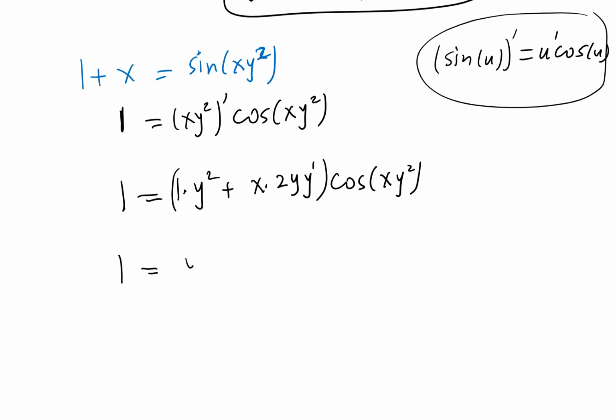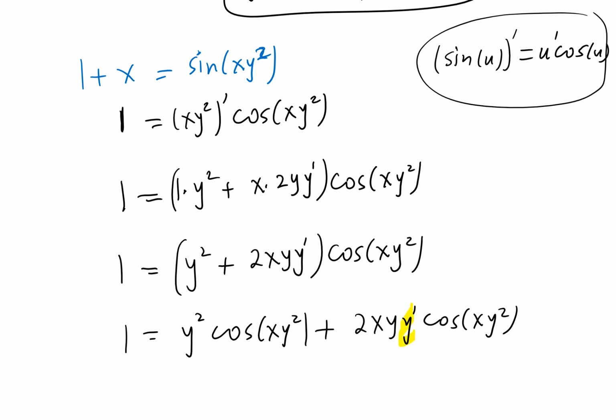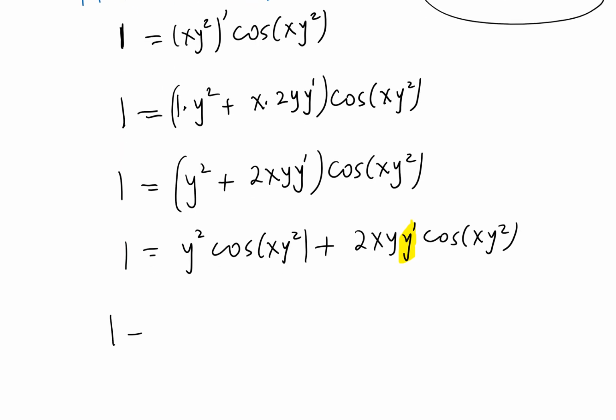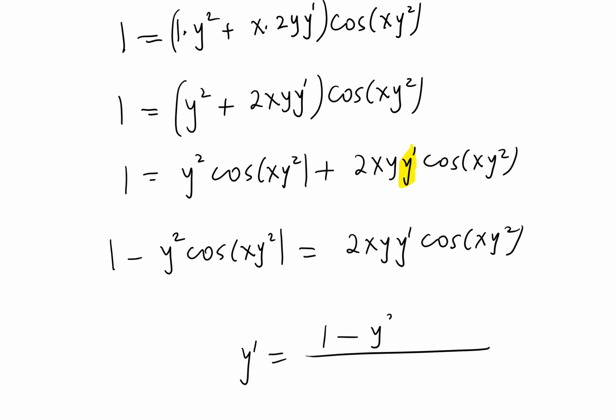This stays the same here. We get y squared plus 2xy y prime, times cosine xy squared. We need to solve for y prime. So we need to distribute here in this case. Keep this the same. Y squared cosine xy squared plus 2xy y prime cosine xy squared. There's only one term that contains the y prime. So we can subtract the y squared cosine xy squared from both sides. Keep this the same. Then we can divide to get y prime: 1 minus y squared cosine xy squared, divided by 2xy cosine xy squared.